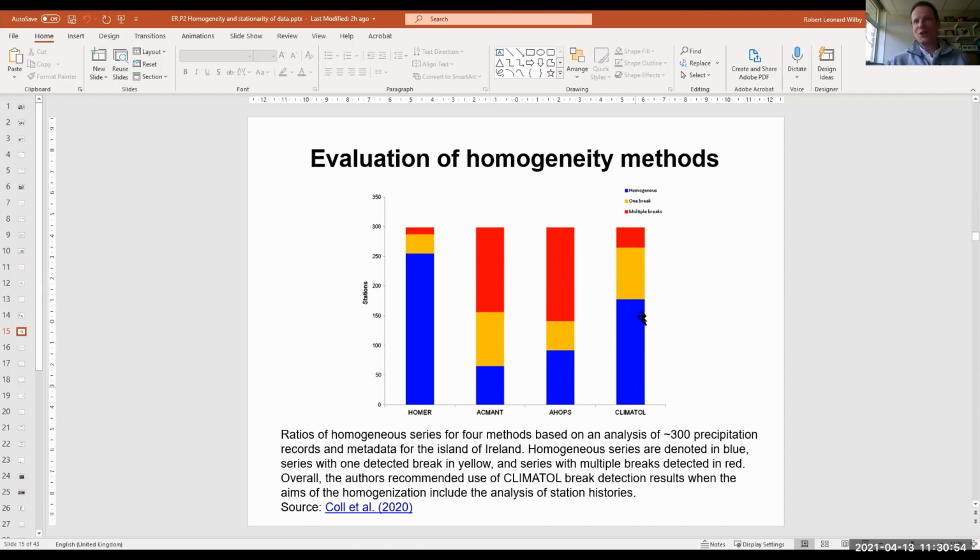Just to cut to the conclusions of the paper, the authors in the end recommend the Climatol detection package as one that strikes a balance between over-detecting too many breaks or under-detecting. So I really encourage those of you who are interested in homogeneity tests to look at this, because it provides a nice summary of the four techniques and how they compare in a really rigorous analysis of trends and homogeneity of rainfall across the island of Ireland. It provides a really practical steer on which of these techniques or tools you might apply in particular circumstances. Okay, so that's homogeneity.